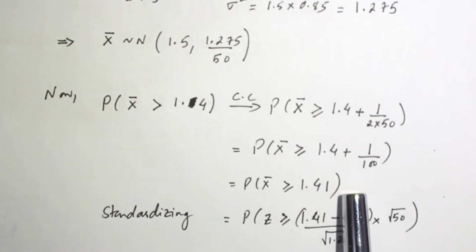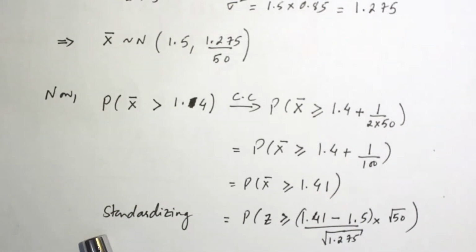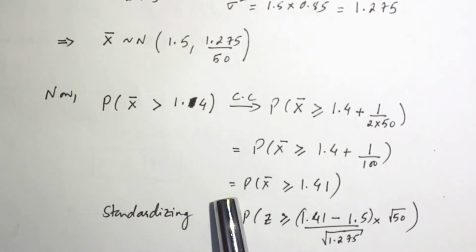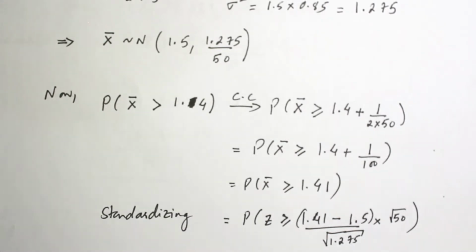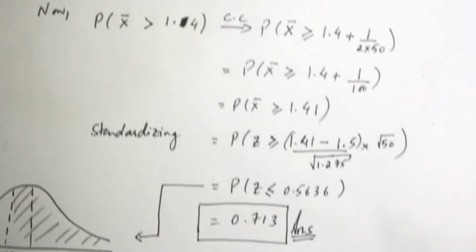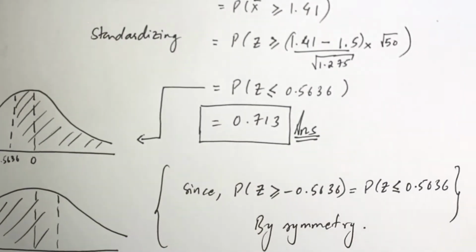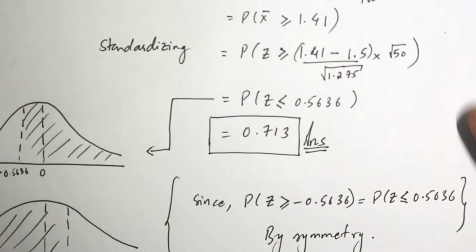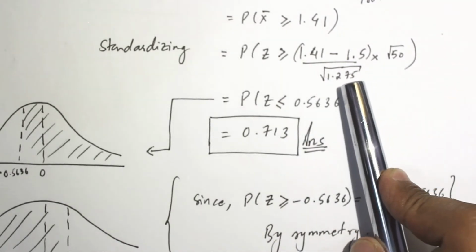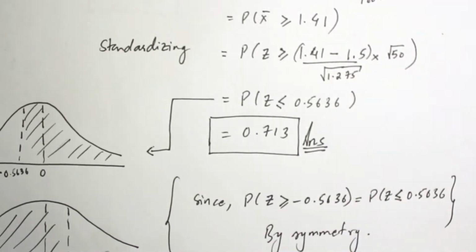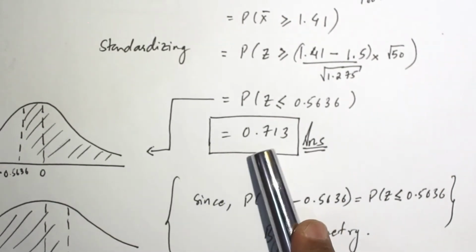And of course when you're solving a normal distribution problem, you have something called standardizing. Okay, if you standardize the normal distribution, you can find the answer or the solution by comparing it with the standard normal distribution table. Now upon standardizing it, we get 0.5636, and this equals 0.713.